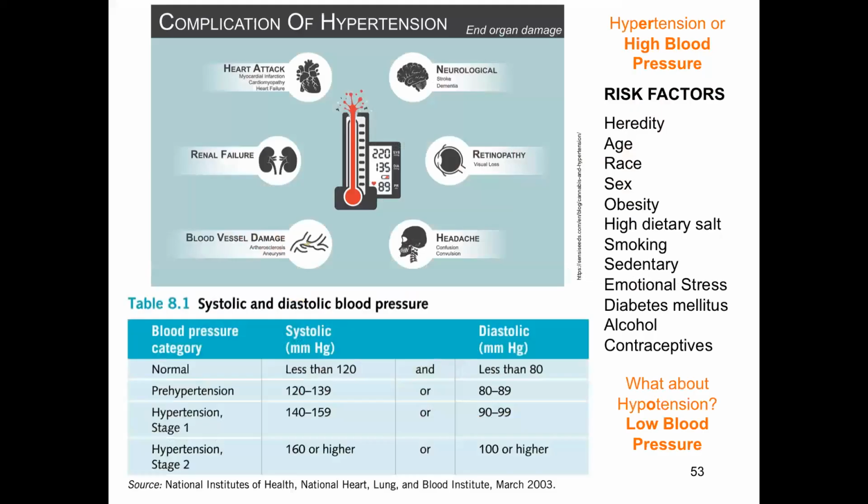So things that can go wrong, right? So we have hypertension. So that is high blood pressure. So that's when those pressures are higher than normal.